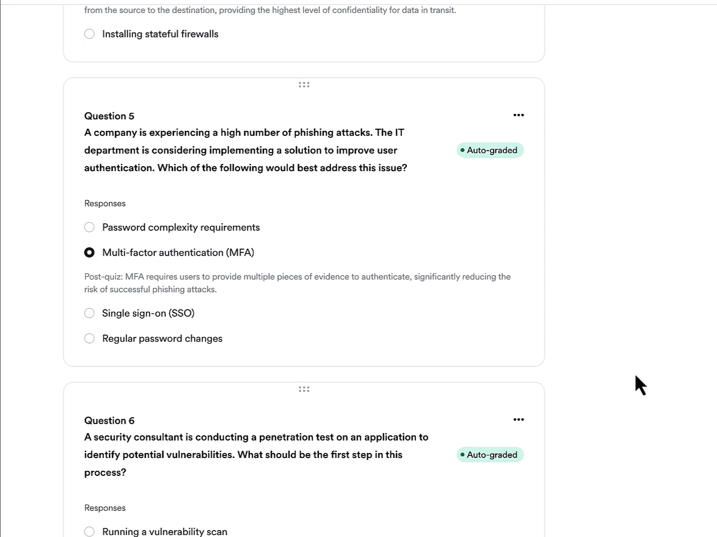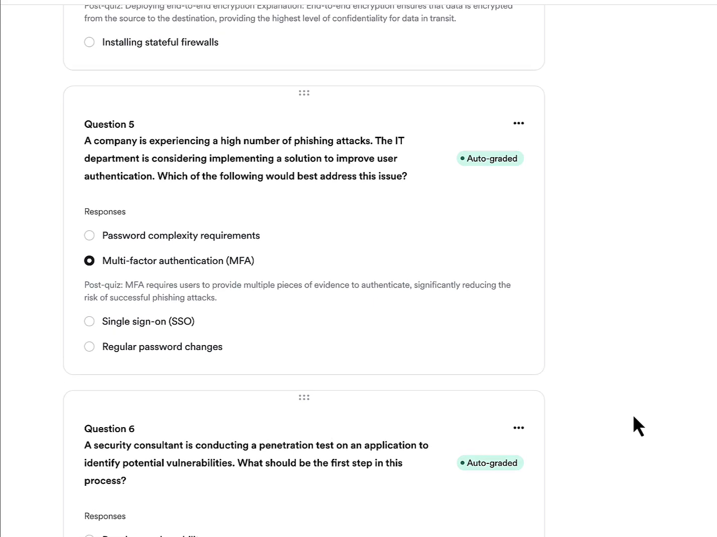Question 5. A company is experiencing a high number of phishing attacks. The IT department is considering implementing a solution to improve user authentication. Which of the following would best address this issue? So again, they have a high number of phishing attacks. They're considering implementing a solution to improve user authentication, hence Change Healthcare. Maybe they should have had something else there. Again, I'm just making a comment.